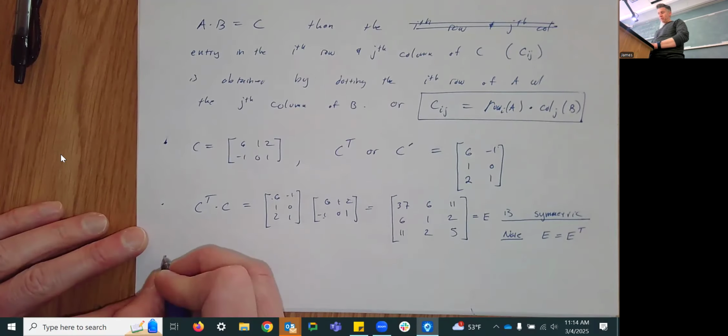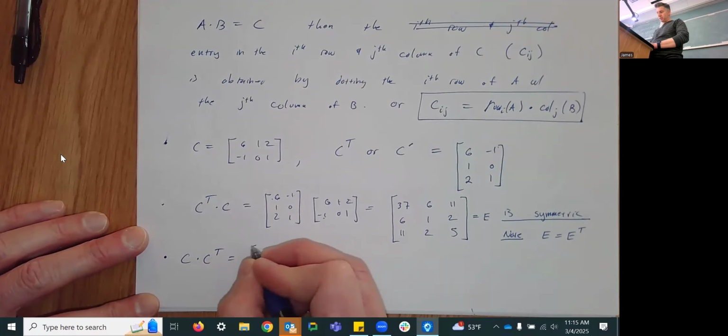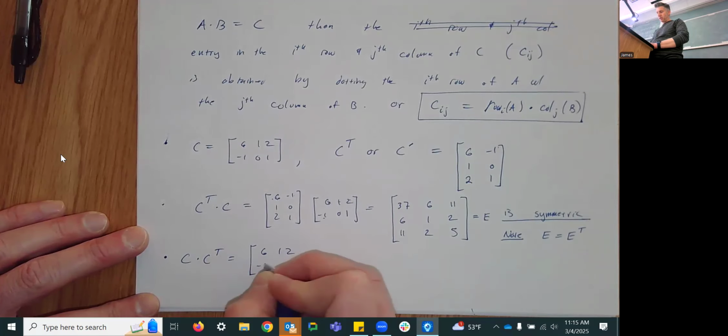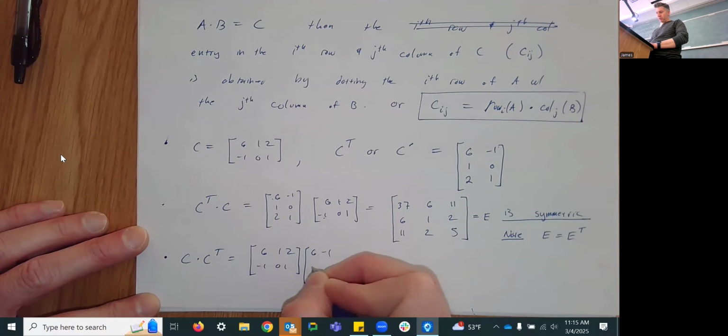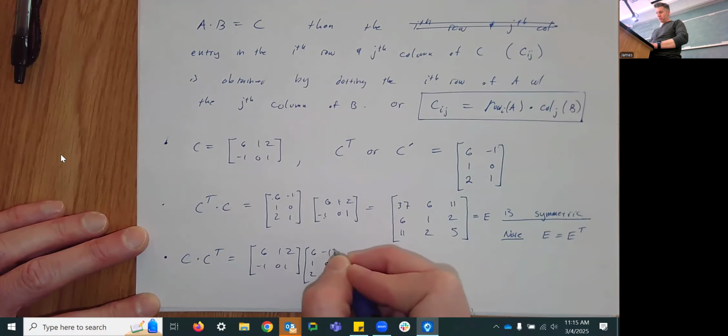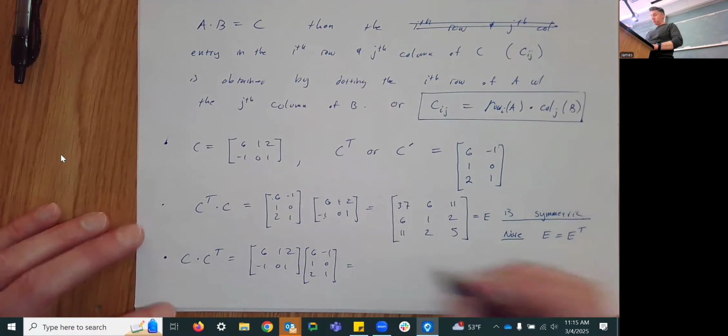We can also do the multiplication in the opposite order. C multiplied by C transpose is going to be this 6, 1, 2, negative 1, 0, 1, multiplied by 6, negative 1, 1, 0, 2, 1. Multiplying this out, we're going to get a much smaller matrix. It's going to be 2 by 2, not 3 by 3.